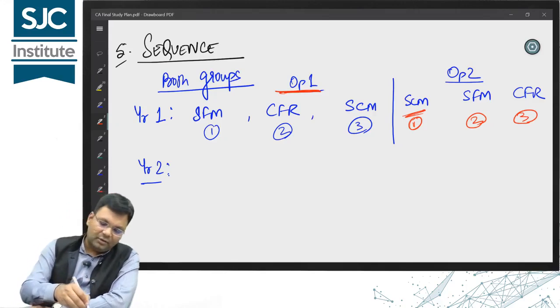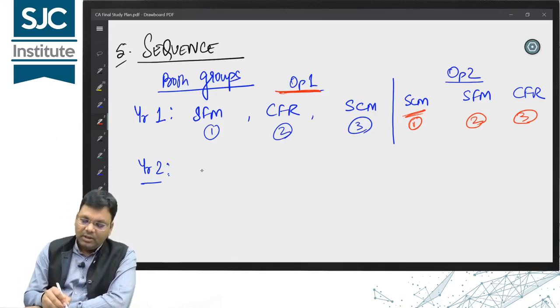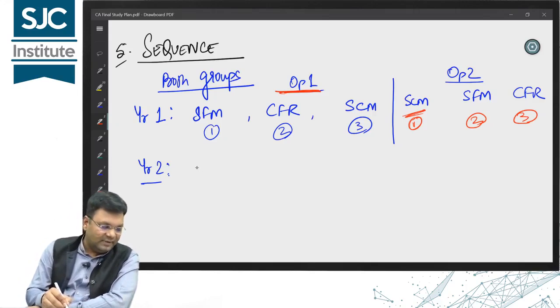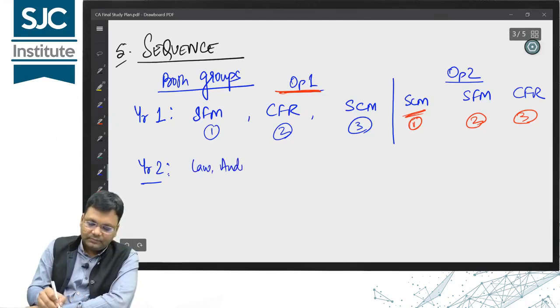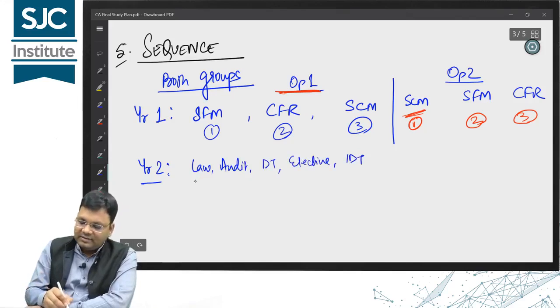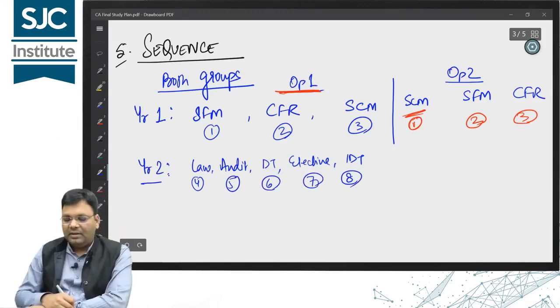Anyways, in year 2, you have to take the remaining tuitions, and that sequence will be: law first, audit second, DT next, then elective, and then IDT. So this is the sequence: 4, 5, 6, 7, and 8. All right.